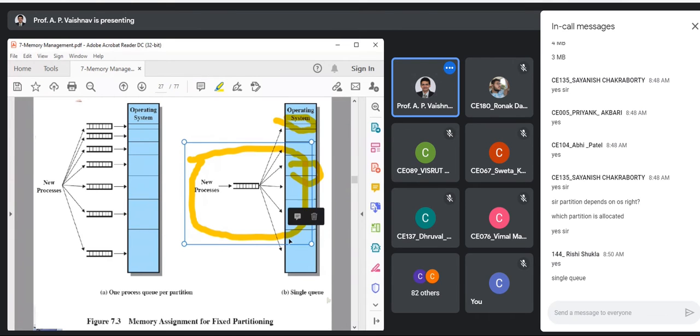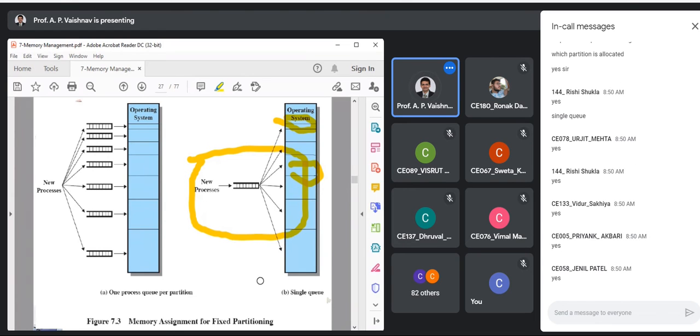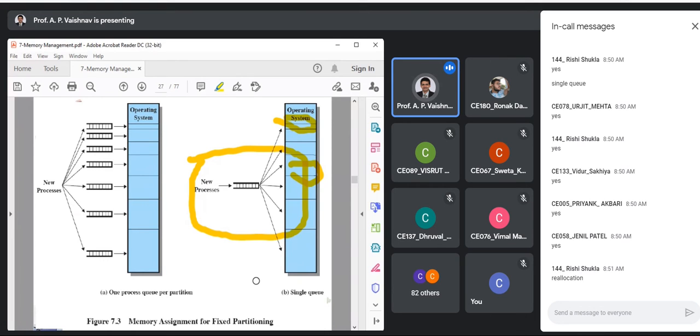Agreed? Yes or no? Right? Process can be loaded into any of the available partition, right? And when again any word comes, right? Which concept applies? Wherever you find any, right? Any means you have multiple options to choose from. That is going to have occurrence of relocation. Exactly, right? I hope all of you are able to understand, right?